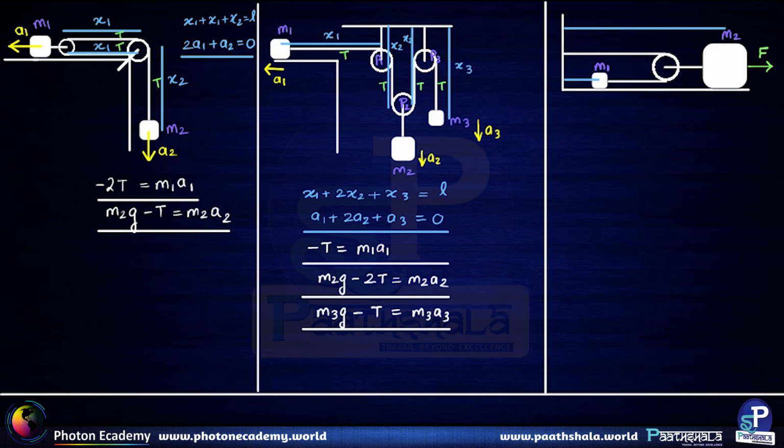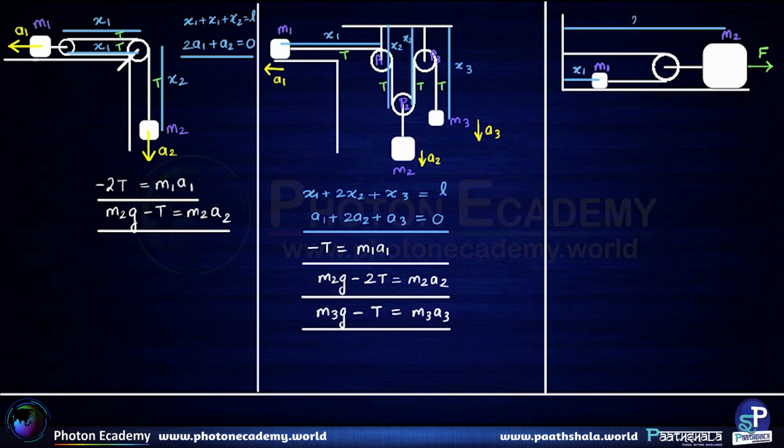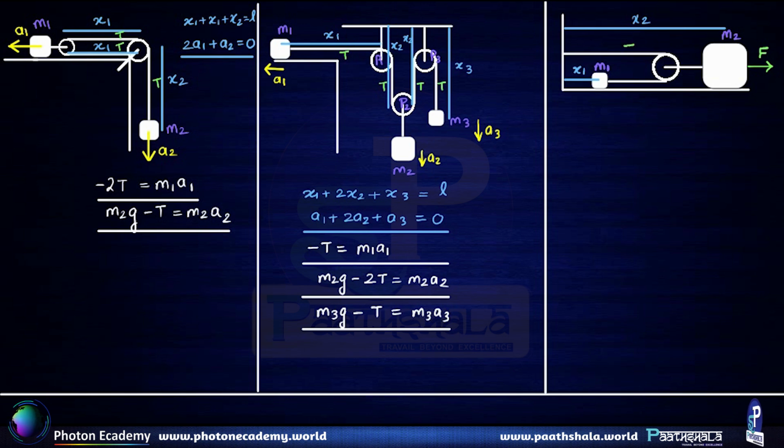This pulley is rigidly connected to the mass m2. So the motion of the pulley and the acceleration of the pulley is going to be the same as the motion and acceleration of the mass m2 because they are rigidly connected. The tension in the string is assumed to be T, so the tension in this string happens to be 2T. Let us now analyze both the blocks.